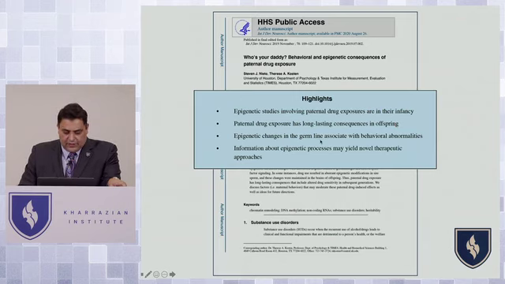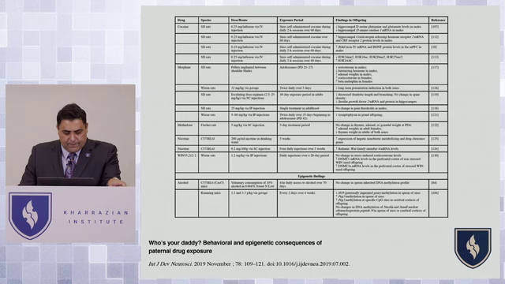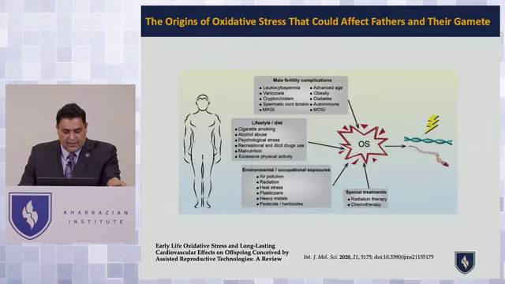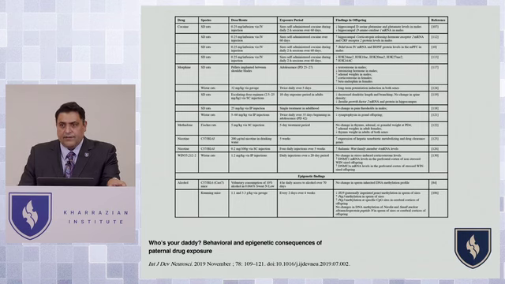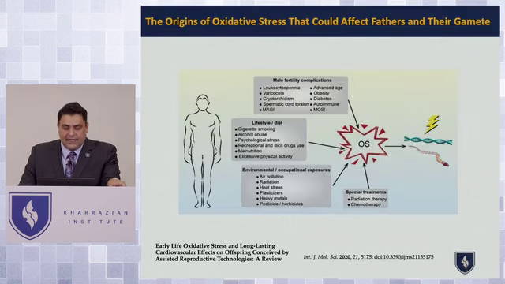Epigenetic changes in the germline are associated with behavioral abnormalities. These include schizophrenia, psychological disorders, chronic depressive disorders. Information about epigenetic processes may yield a novel therapeutic approach. So I can't stress again how important that window of time is to really develop healthy sperm. And everything from cocaine use to morphine to nicotine to alcohol has some degree of changing epigenetics of sperm and changing DNA expression that then impacts the offspring.